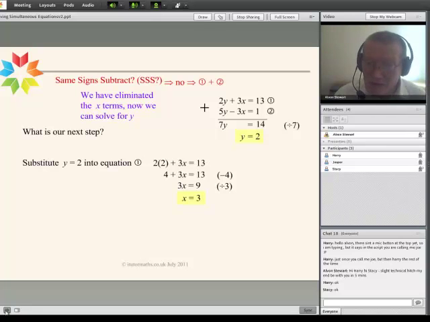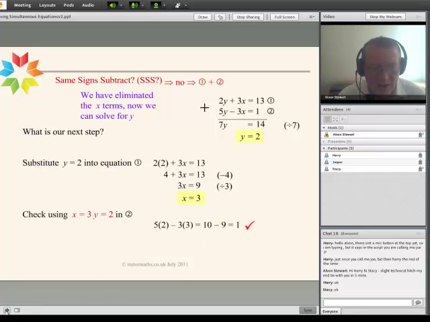Now, if you remember when we did this graphically, the next thing we did was to actually check that those values work. And this is what we're going to do this time as well. But now we've already used equation 1. So let's use equation 2 to make sure that it works when we put these values into equation 2. And there you can see 5 times 2 is 10, take away 3 times 3 is 9, 10 take away 9 is 1, so it's proved that it works in equation 2 as well, so we now have checked our answers and we know it's the right answer.